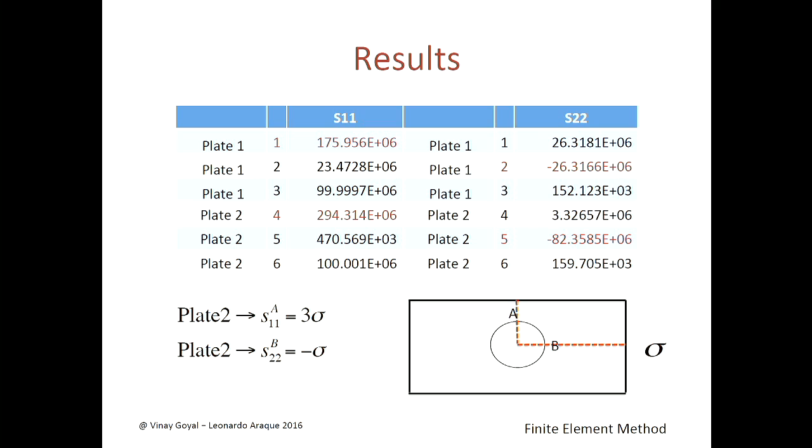I mean, it's not 300, but it's the best we can get. It's an approximation method, right? So 294, which is basically 3 times the remote stress we apply. You see?